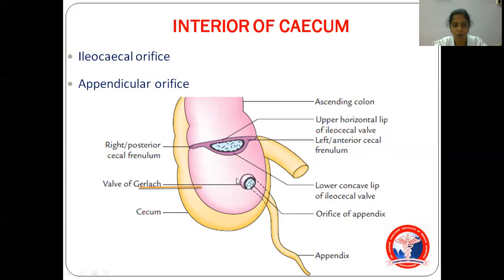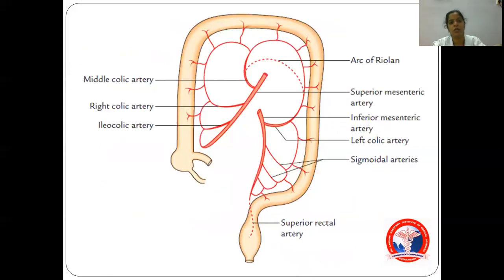The next opening, a small round opening you can see, is called the appendicular orifice. Here the appendix communicates with the cecum through this appendicular orifice. It is round or circular. This appendicular orifice is also called the valve of Gerlach. So this is the appendicular orifice or valve of Gerlach. These are the features we can see inside the cecum: two orifices, one is the ileocecal orifice, another one is the appendicular orifice.